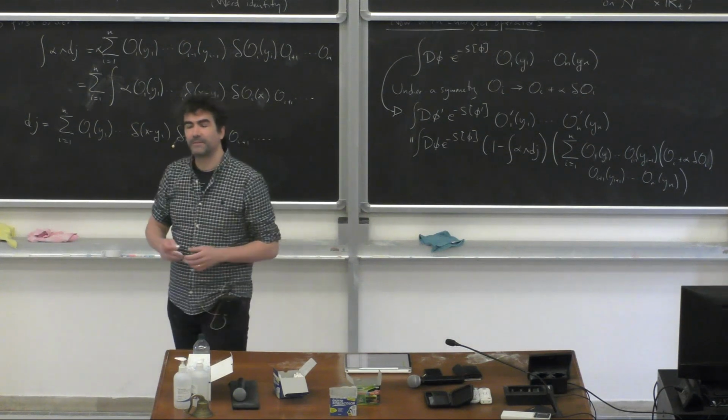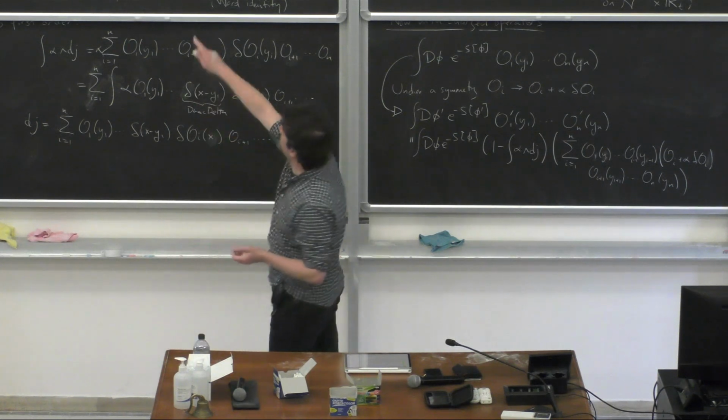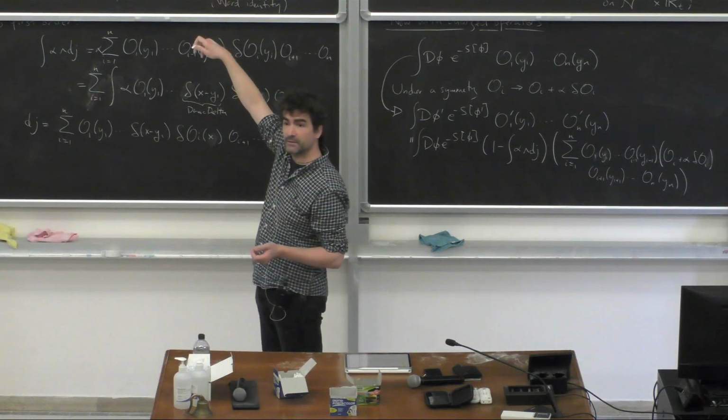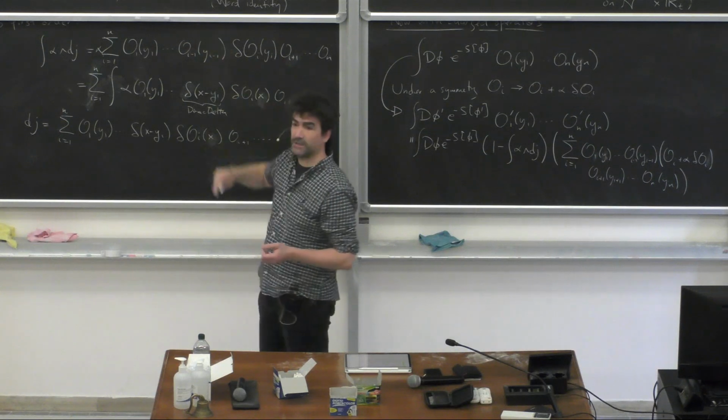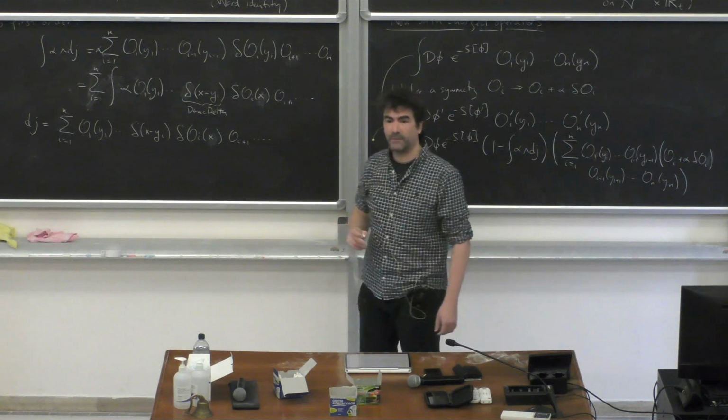Yeah. Are we assuming that the path integral measure is invariant? We're assuming that the product there is invariant. The product is invariant, yeah. So you don't have an anomaly in the standard sense. Yeah. Very good. Any other questions?